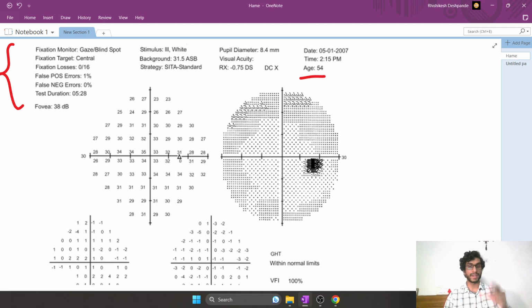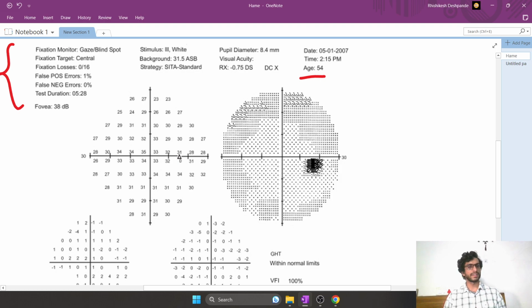You are basically comparing the patient's results with the database results that have been collected over several years by the company that is manufacturing the machine. And those results will vary based on the age of the patient. So say for example, if you put the age of the patient as 60, but the patient is actually younger, then those defects will be flagged and the reports will not be valid. So you really need to put a proper age of the patient at the time of conducting the perimetry test.